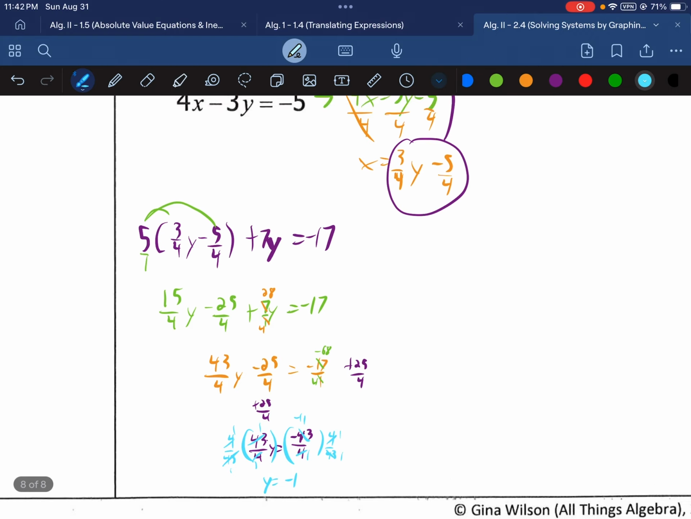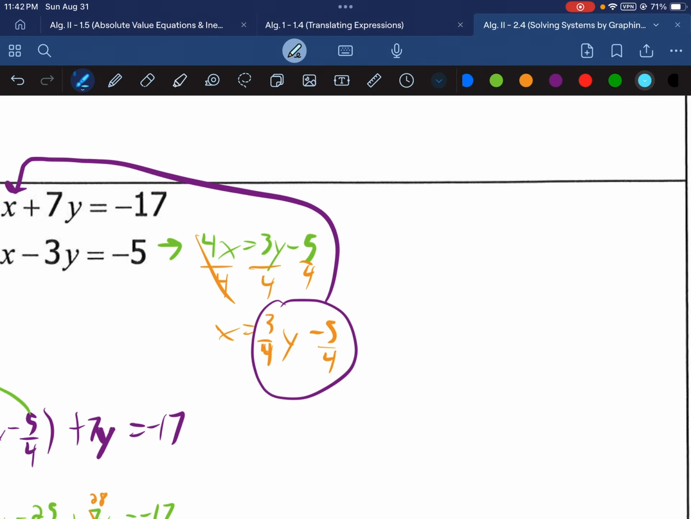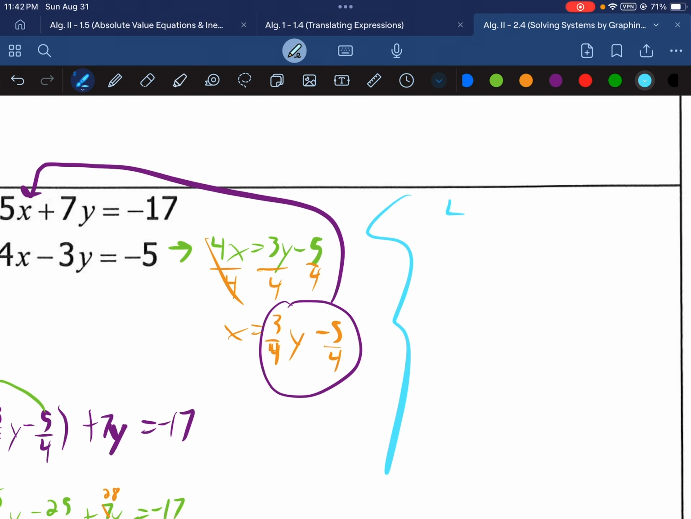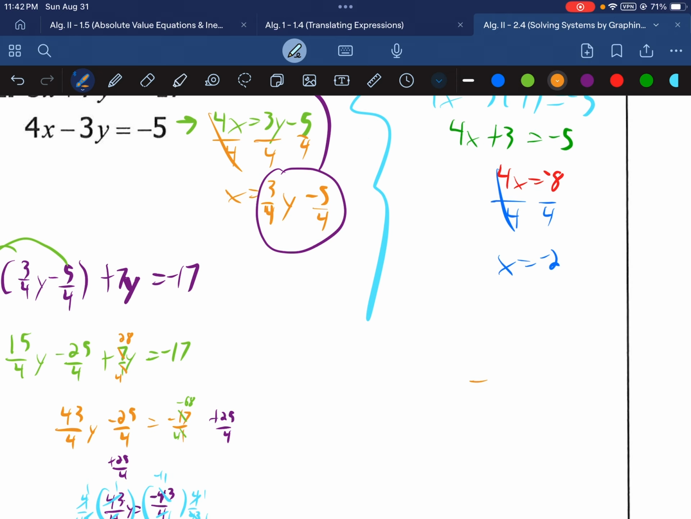And now we go back and find the x value. Now you can plug it into either of these original equations. I'm going to pick the bottom one since it has smaller numbers. And so that's going to be 4x minus 3 times negative 1 equals negative 5. Here we have negative 3 times negative 1 resulting in 4x plus 3 equals negative 5. Subtracting 3 gives us 4x equals negative 8. Then we divide by 4, and x equals negative 2. And so that results in the ordered pair of negative 2, comma, negative 1.